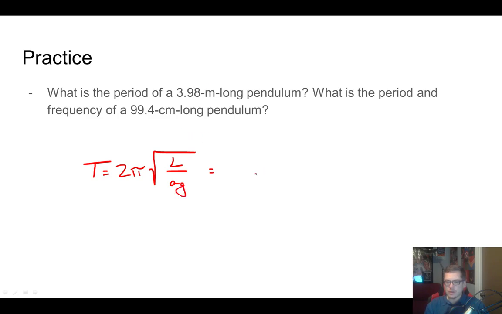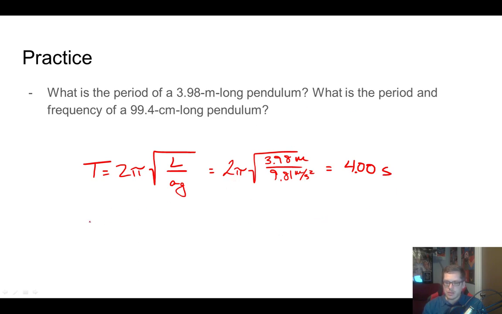All right, and we're just going to plug in our values. So we have 2 pi times the square root of our length, which is 3.98, divided by acceleration due to gravity, which was 9.81 meters per second squared, and this is in meters. So we take all that, 2 times pi times the square root of 3.98 divided by 9.81. We get 4.00, okay? And this is the period, 4.00, so the units are in seconds.